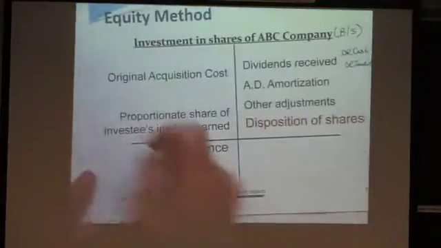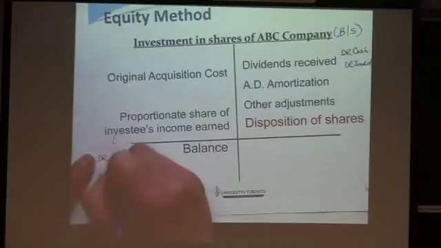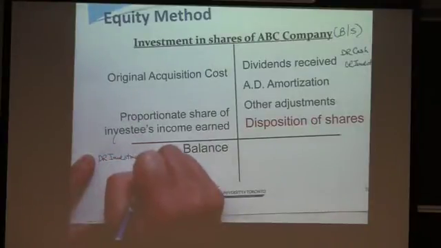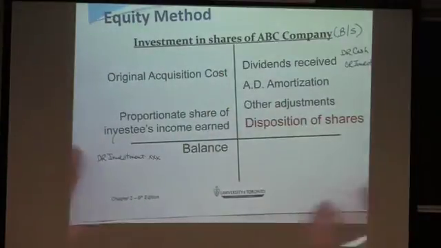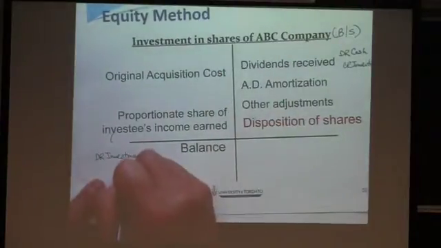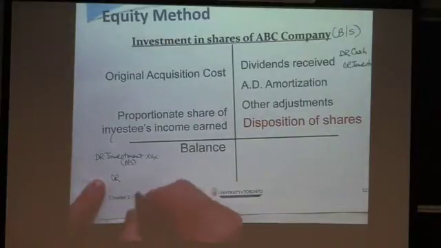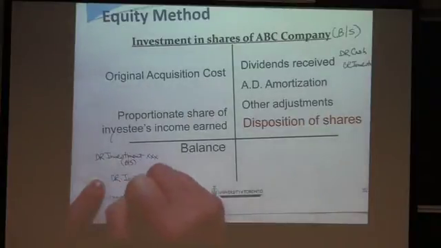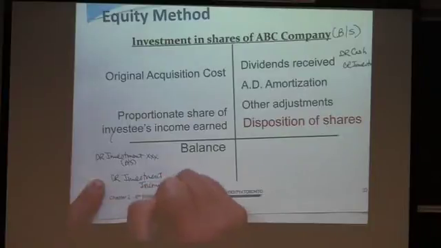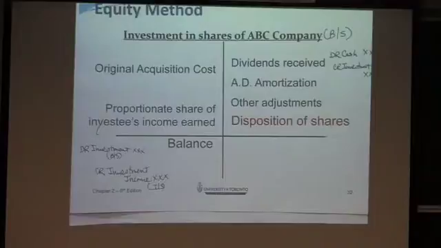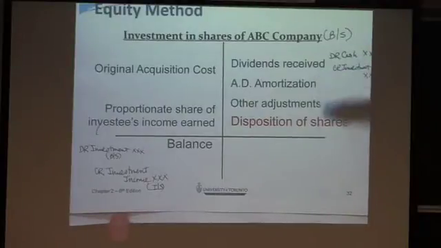This one is going to be debit investment, which is this one, debit investment in ABC shares, which is on the balance sheet. And we're going to credit investment income or equity income. And this is on the income statement. Okay? Now, you'll notice there's a couple of other adjustments here.